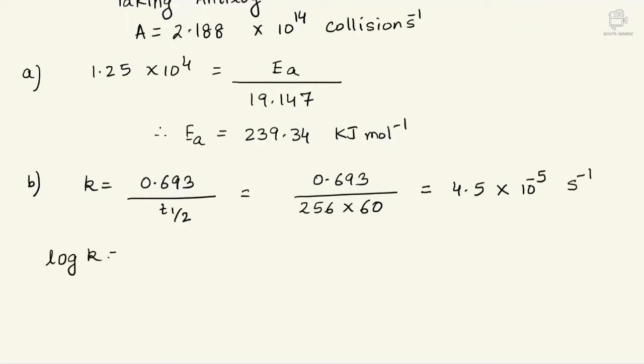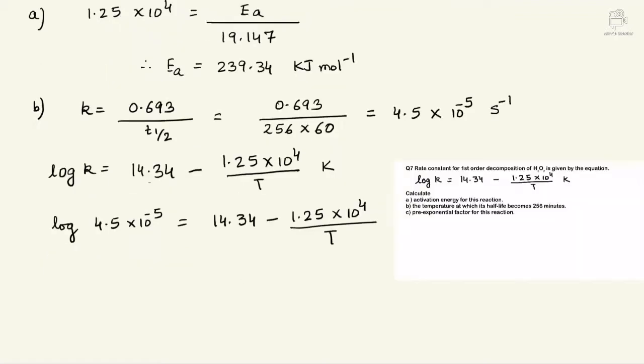So log of K is equals to log of A minus EA upon 2.303 into R, which I'm going to simply write as 19.147 into the temperature in Kelvin. Okay, just realize that we've already been given the value of log K. Sorry. So log K is 14.34 minus 1.25 into 10 to the power 4 upon T Kelvin. So our log A is taken care of. Activation energy is taken care of. You just have to find T.